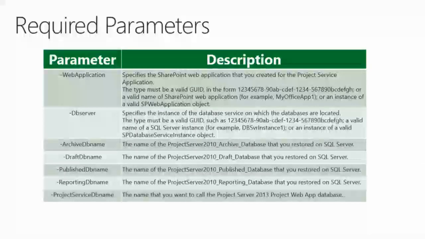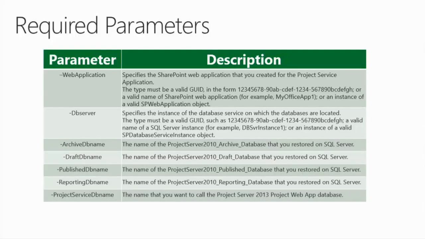So these are the required parameters for that commandlet. You have the web application you have to list, the database server, all of the databases you're going to be using, plus what you want the new database to be. That very last one is your project service database. Those are all the required parameters for this particular commandlet.